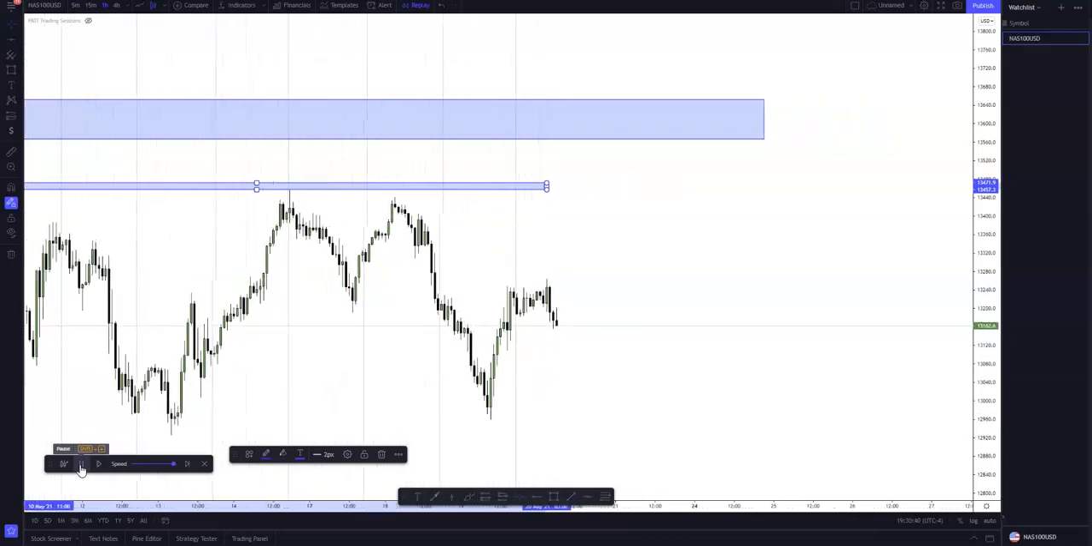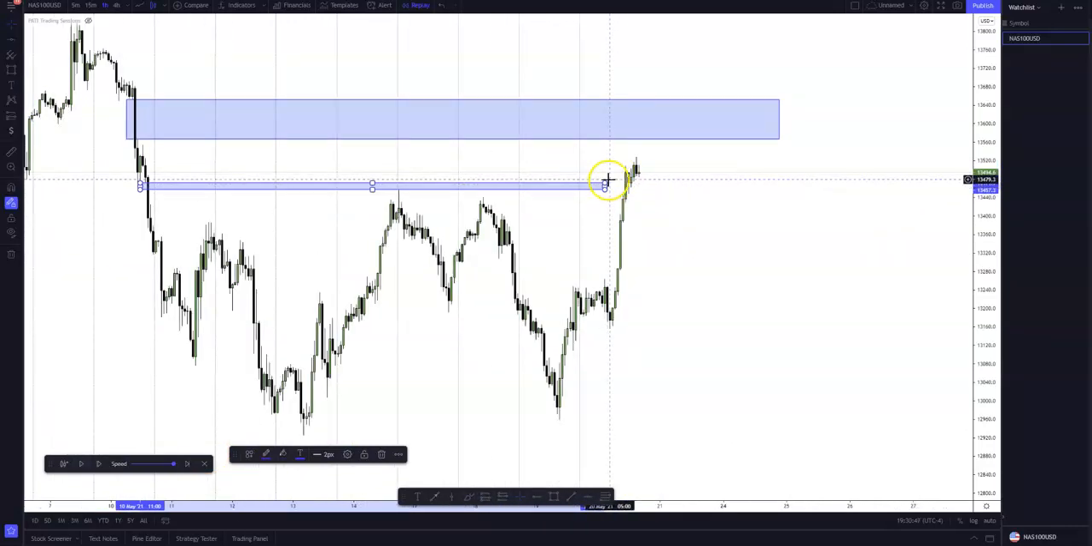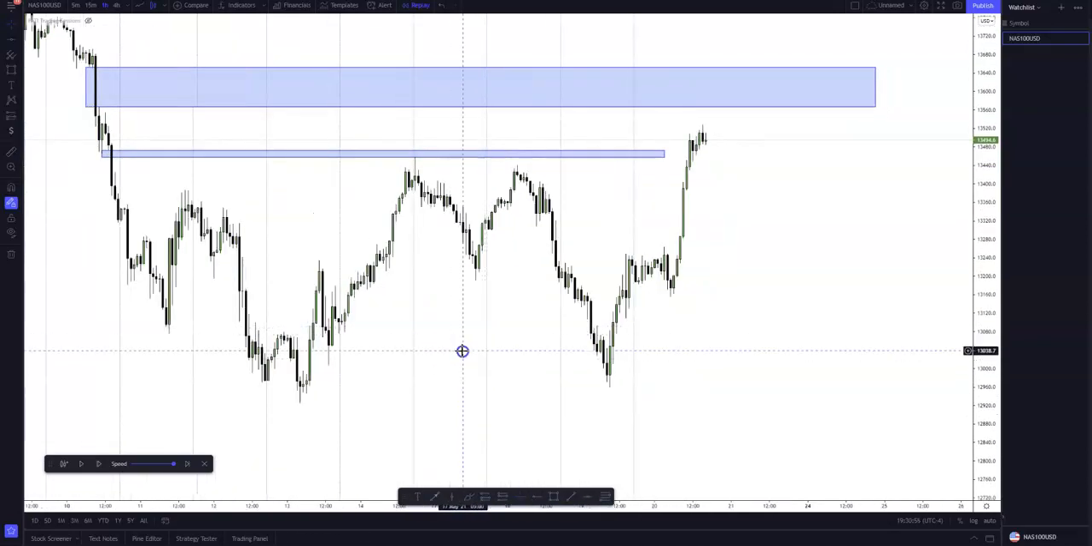That was a big drop right there. Boom. It finally fills that. But we still have more to fill. We still have this to fill. And let's go back. I don't think y'all caught that.